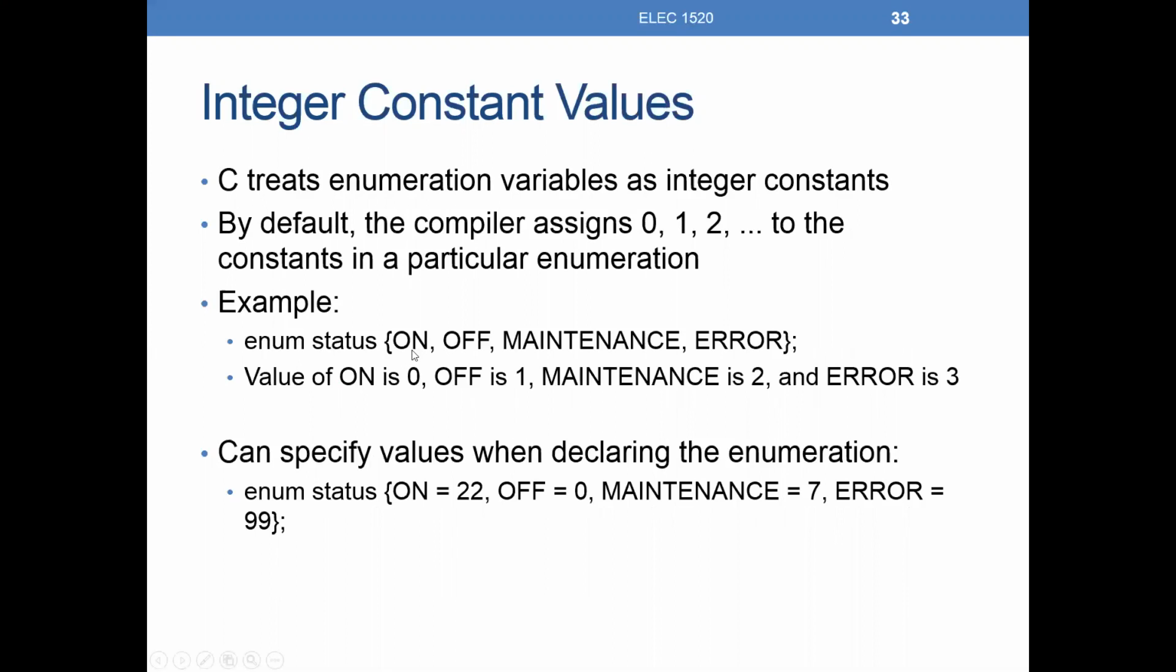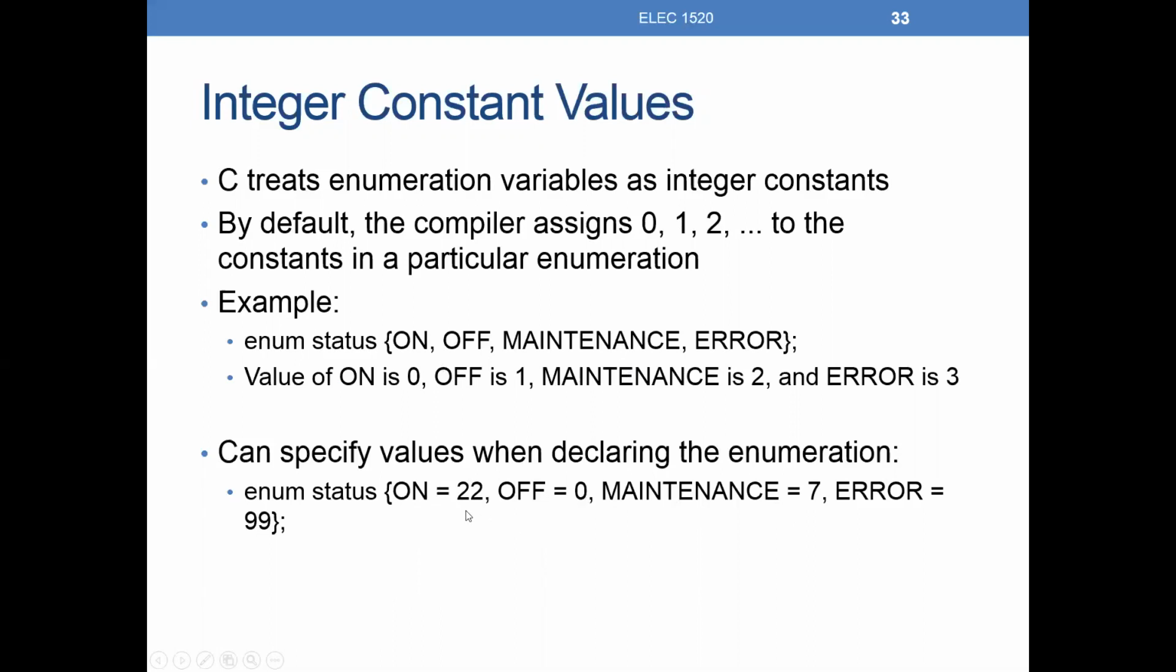Notice that in this list, we didn't give them any value. So it's going to default: the first thing is going to be 0, the next is 1, the next is 2, and the next is 3. If you want to specify the values, then when you declare the enumeration, you can go ahead and set them. Here, I set on equal to 22 and assigned 0 to off. Notice it doesn't have to be in any sort of numeric order. It's whatever I assign these states to.